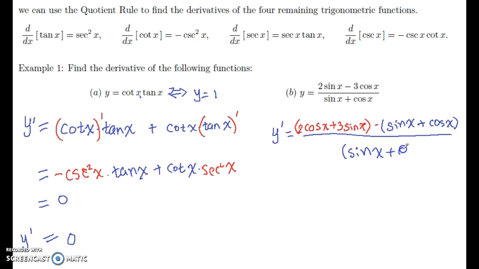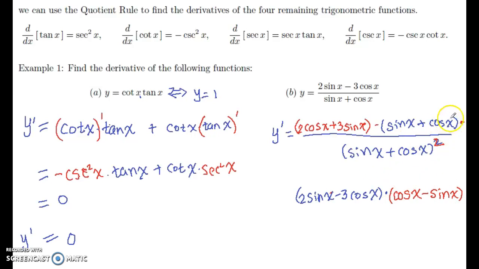We're not done. This is the denominator squared. So you also need to subtract. Now I'm running out of room, so I'm going to write right here. Subtract the numerator 2 sine of x minus 3 cosine of x times the derivative of the denominator, which is cosine of x. The derivative of sine is cosine, and the derivative of cosine is negative sine. So you can leave it this way also.